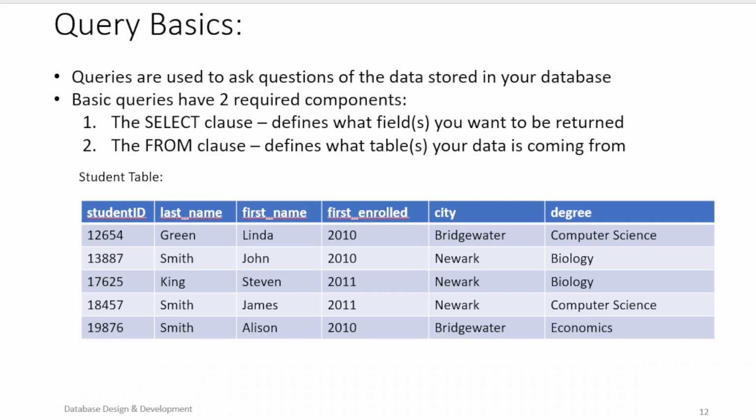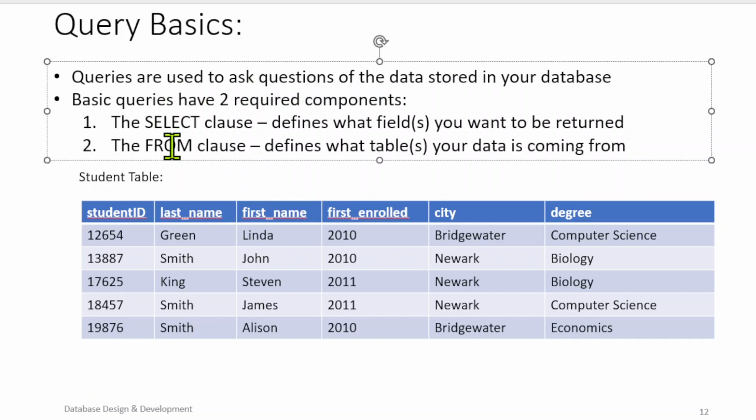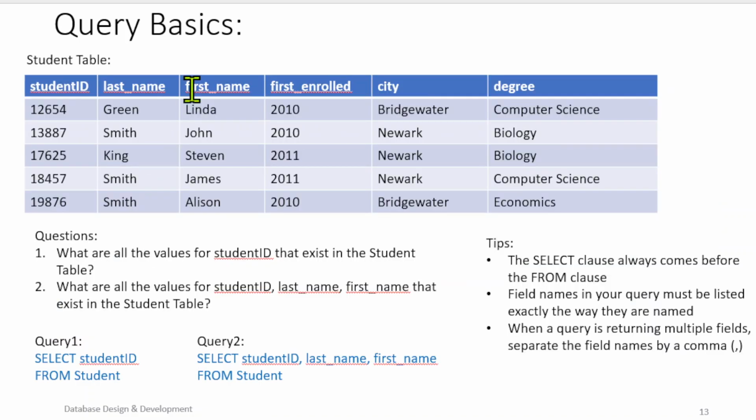Like I say, this should now be kind of a review for you guys because you've been doing some SQL queries already. Queries are used to ask questions of the data stored in your database. Basic queries have 2 required components, the select and the from. Select defines what fields you want returned, and from defines which table you're getting your data from. So we can ask, what are all the values for student ID that exist in the student table? You could do this query here, select student ID from student, that would return this column right here. It returns all of them because we didn't put any kind of constraints in there.